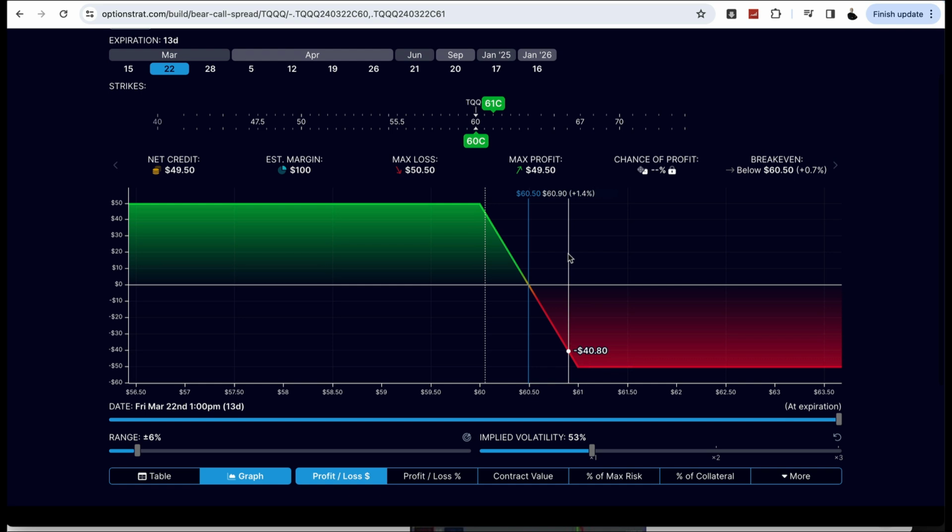And it's a great way to grow your small account because you don't need a lot of capital with these spreads. Like the capital required as collateral here is just $100. It's the difference between the $60 and the $61 prices, which times 100 would be $100. That's the most amount of collateral you'd have to put up.